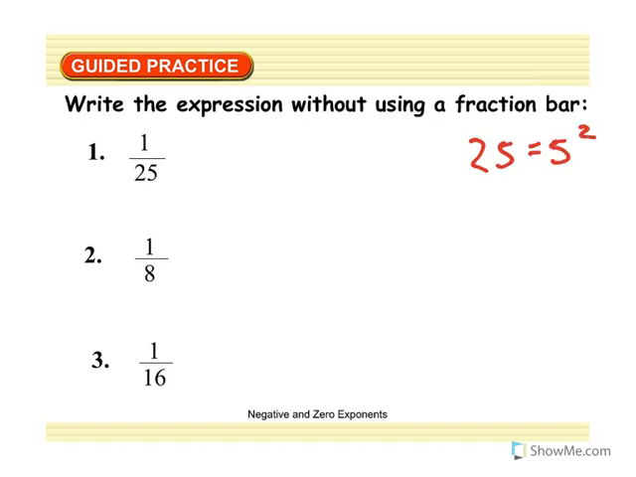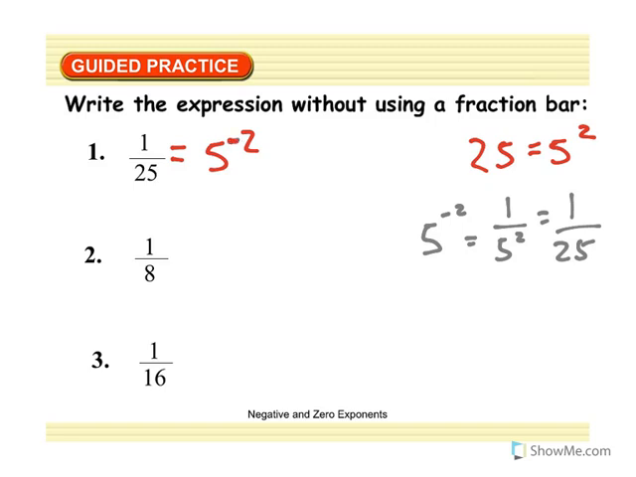So what's 1 out of 25? Well, 5 squared would get me 25. So 5 to the negative 2nd power is going to get me 1 over 25. Because if I check it, what would happen? 5 to the negative 2nd equals 1 divided by 5 to the 2nd, which is 1 over 25. Great. So that tells me that 5 to the negative 2nd power is going to give me 1 out of 25.